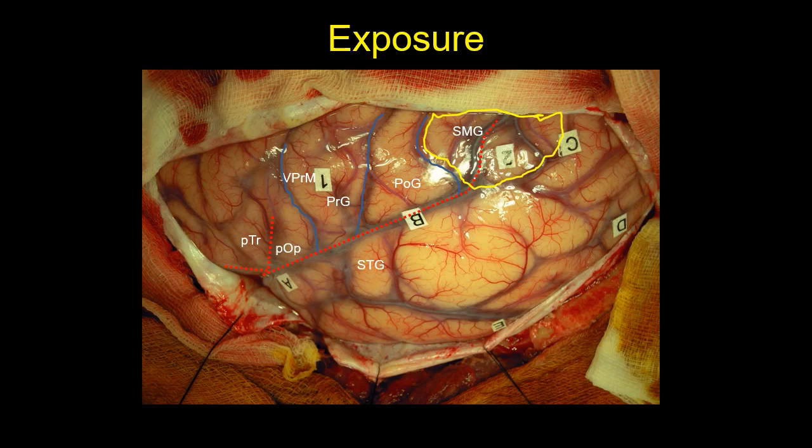In this particular case, stimulation at site 1 during counting elicited speech arrest, which is in the ventral premotor cortex of the inferior portion of the precentral gyrus. In addition, stimulation at site 2 within the supramarginal gyrus during picture naming elicited a dysnomia.